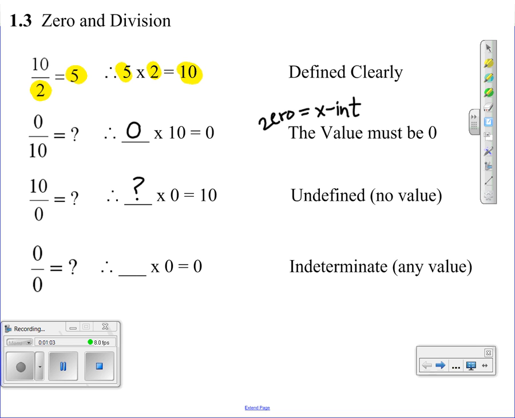And the last situation is, what if we have 0 over 0? Then the question becomes, what number times 0 is 0? Well, every number times 0 is 0. It's impossible to answer, not because it doesn't exist, but because we can't specifically determine that value. And that word that we use is indeterminate to describe that. And this whole assignment is, how do we know if the answer is going to be 0, undefined, or indeterminate?